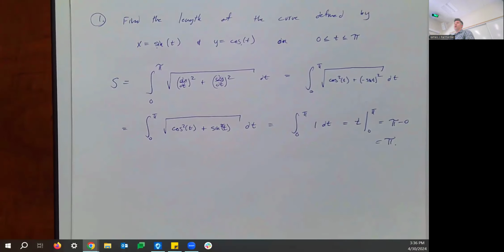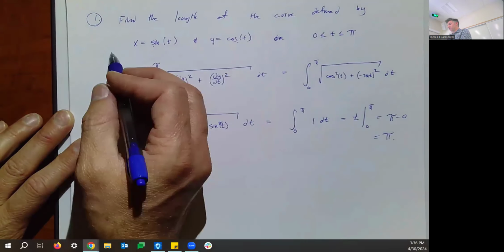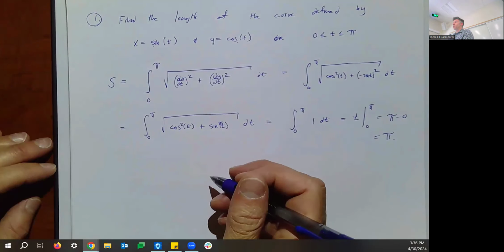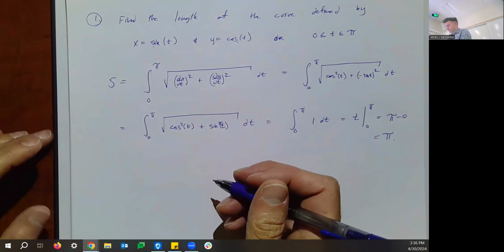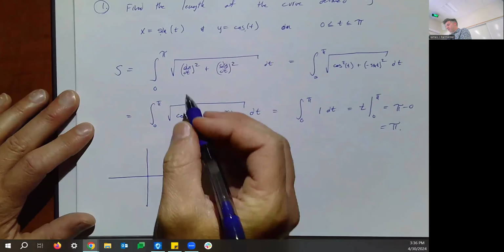But what I want to point out is all we've done here is we said, well, if you actually graph this, x equal to sine of t, y equal to cosine of t, that's just the graph of a circle of radius 1. In fact, we want to plot some points here.